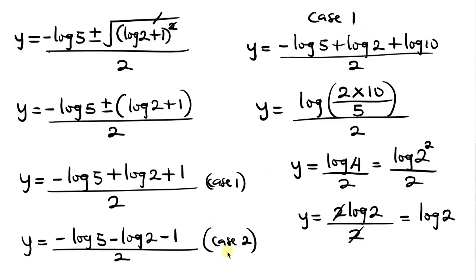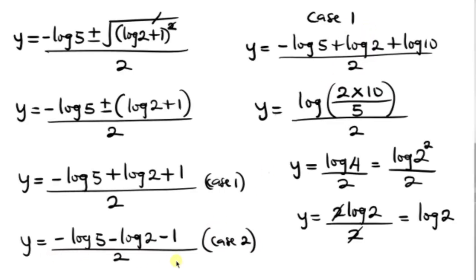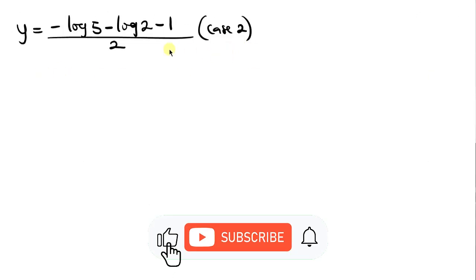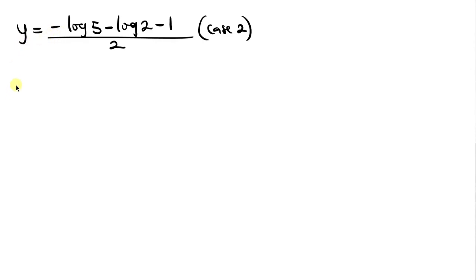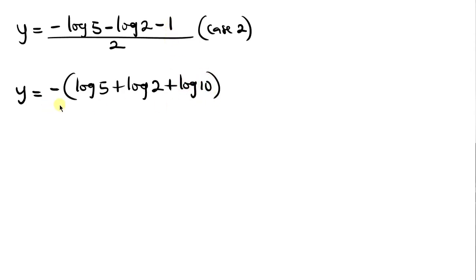Now let's move on to the second case, which is this. Now for case 2, you notice that negative is common. So we can factor out negative so that we have y to be equal to factor out negative. Now, negative times negative gives positive log 5. Now, negative times negative gives positive log 2. And then negative times negative gives positive 1. And like we said, 1 is the same as log 10, all over 2.